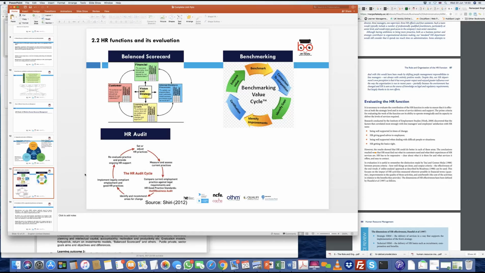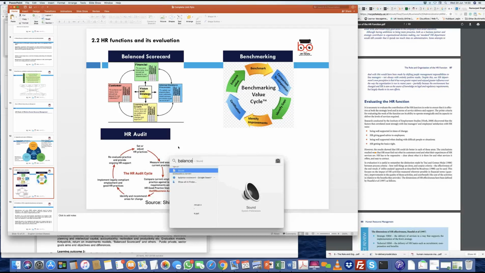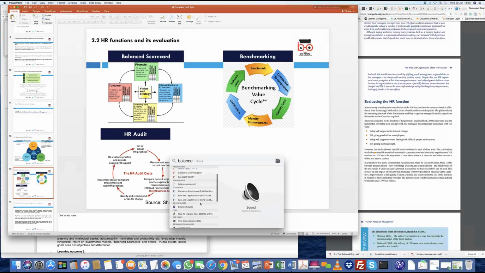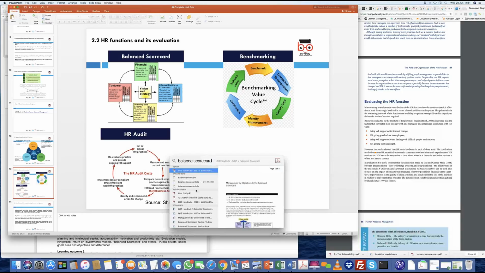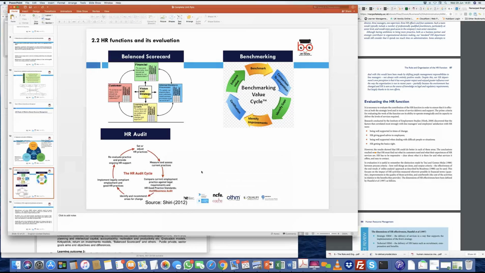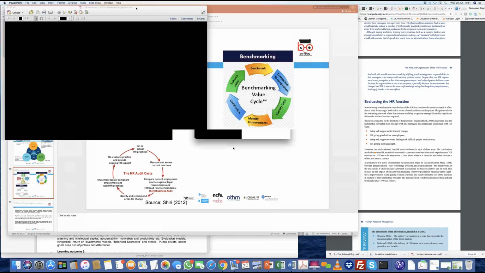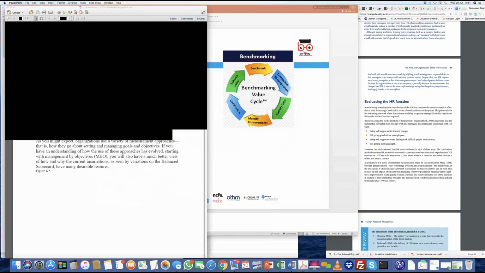Now, one of the most important tools which organizations look at for measuring performance, and this is from the point of view of employee performance, they use something called a balanced scorecard. And the balanced scorecard is one of the key tools that HR managers need to know about when you work within the human resources department.